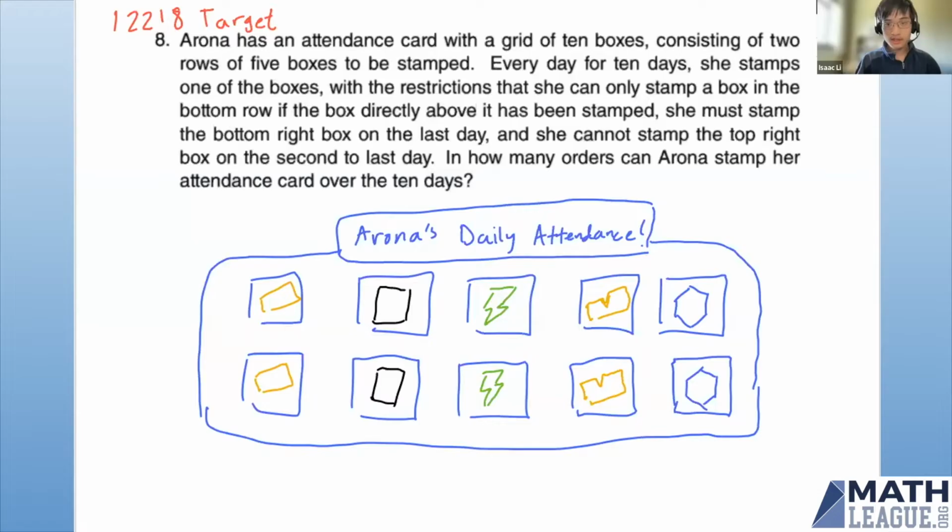Hello everyone, I'm Isaac and I'll be presenting the hardest target problem, target 8. So let's get on it. Here it is.